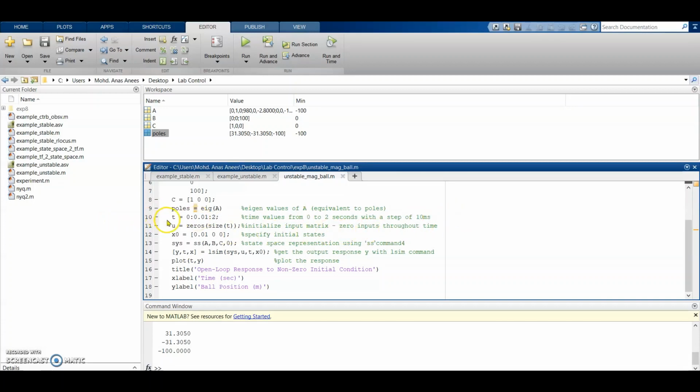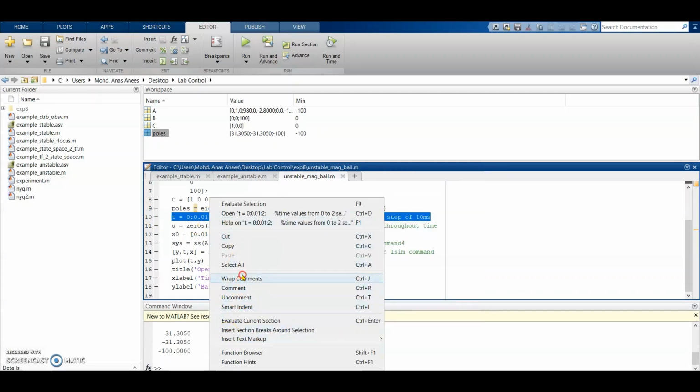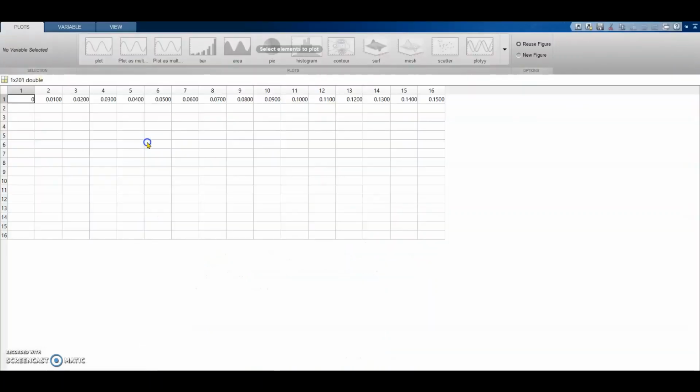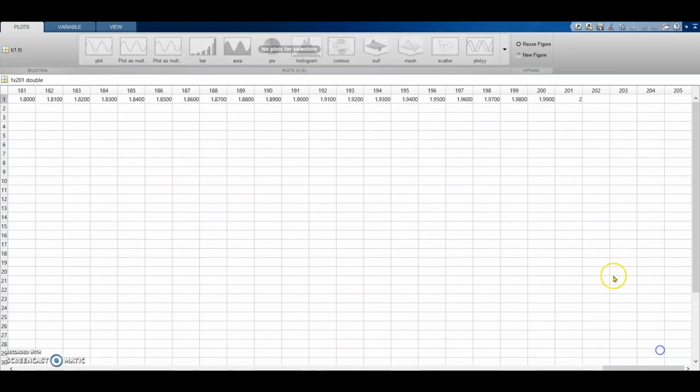So if we run this command, as you can see, it is starting from 0, then taking steps of 0.01, and finally going up to 2. So in total there are 201 values of time.